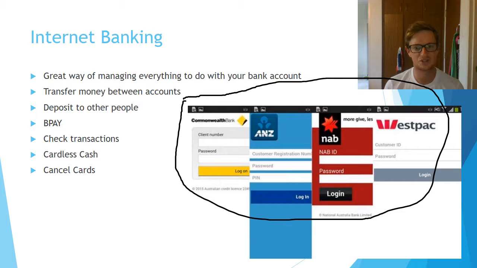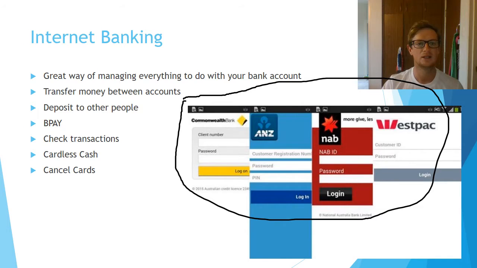The cardless cash, I think you would all have seen the ads by now, where if you haven't got your card, there are still ways for you to get cash out at certain ATMs with certain banks. The cancel cards can be a really good feature. So if you lose your card, instead of having to go into the bank to do it, you can log on to the app and straight away cancel the card. Generally you'll find when you go into a bank nowadays, they will show you a way of doing most of the things that you wanted to do on the app.